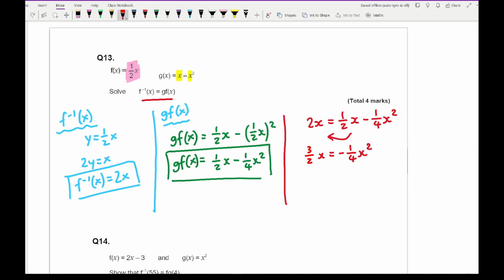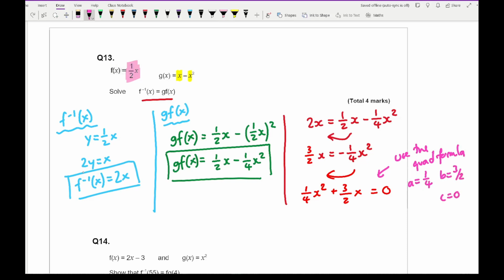Now we don't want to be doing too many divisions, so let's take this over to the side to make it equal to 0, because it does look like a quadratic. So I've got a quarter x squared plus 3 over 2x equals 0. And then from this we want to solve it. Here I could factorize, but let's get rid of the fractions. Again, you could use the quadratic formula, where a equals a quarter, b equals 3 over 2, and c equals 0.